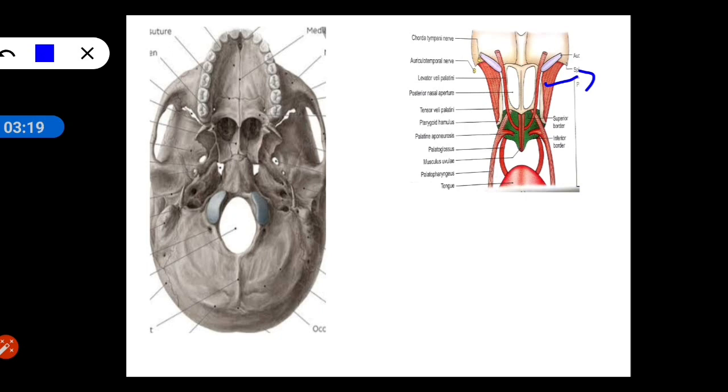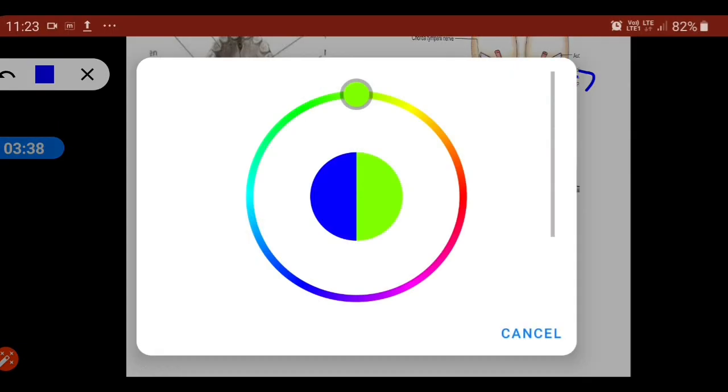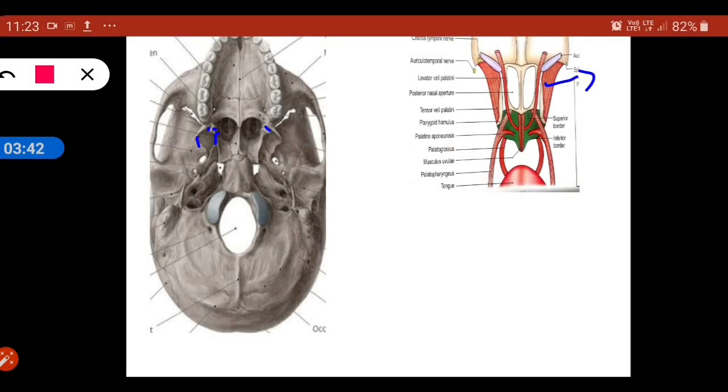Before studying that, we'll have to look into some of the bony features of the skull. As you all can see, this is the medial pterygoid plate, this is the lateral pterygoid plate, and this is the pterygoid hamulus. If you carefully observe, the medial pterygoid plate is splitting into a fossa that is called the scaphoid fossa. So that is the scaphoid fossa.